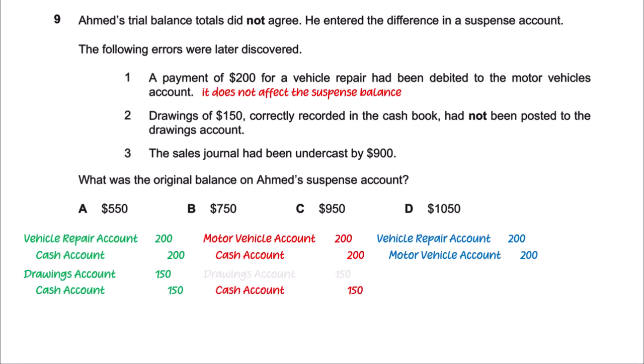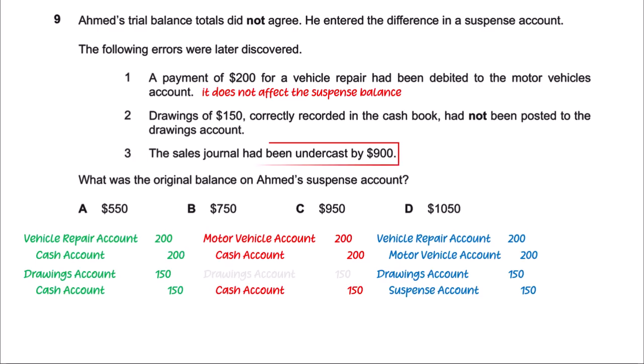To rectify, we will debit the account that was missed, and that was the drawings account by $150. Since the credit element was correctly posted, we have no other affected account, so we will then credit the suspense account by $150. Error number 3 is written, the sales journal had been undercast by $900.